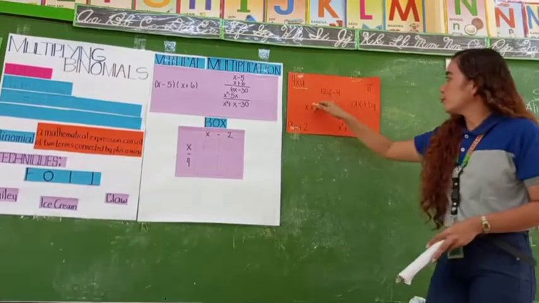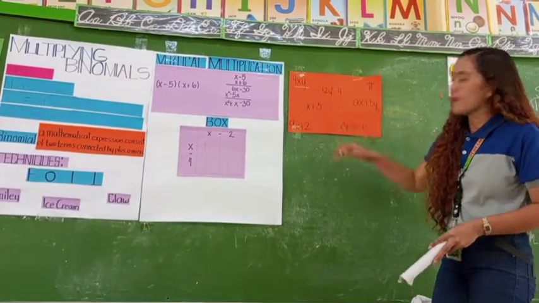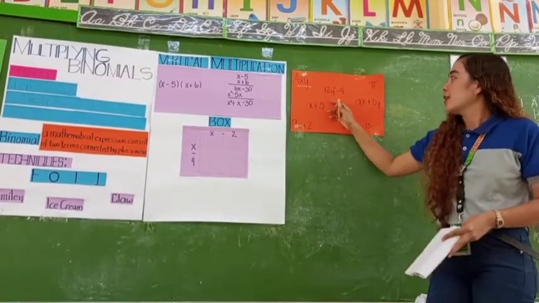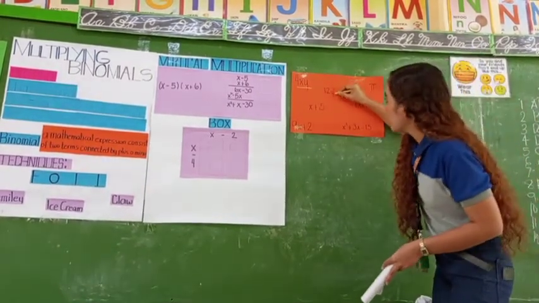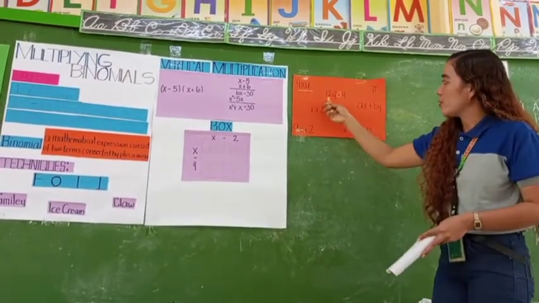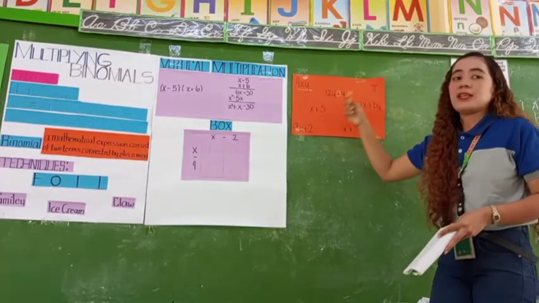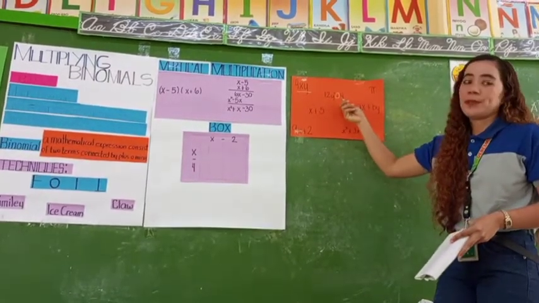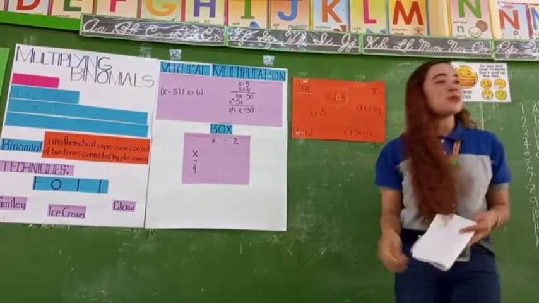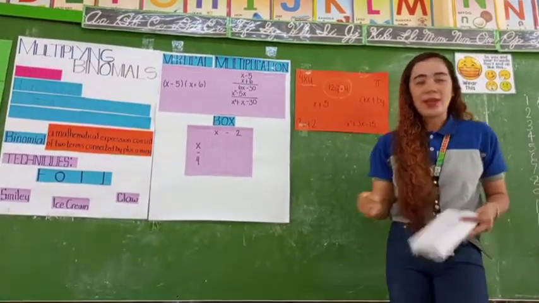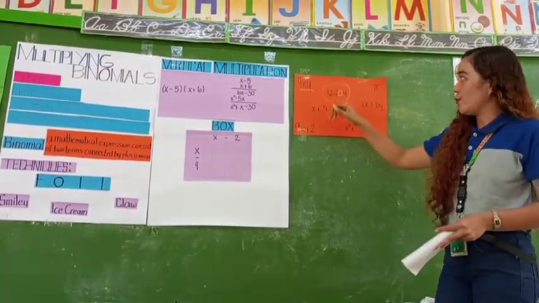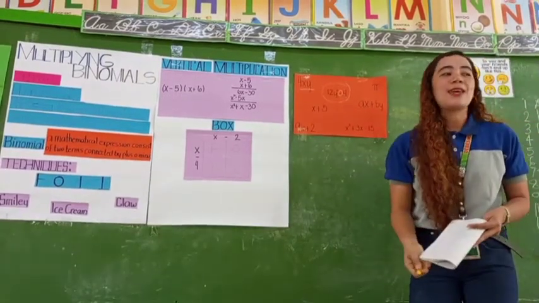Let us proceed to 12y squared minus 4. Is it connected by a plus or minus sign? Yes, teacher, because the minus sign is here. And it has two terms. One term is 12y squared and the second term is negative 4. So this is a binomial. Do you get it, children? Okay. Tell me if you don't get what teacher is saying. But this 12y squared minus 4 is a binomial.